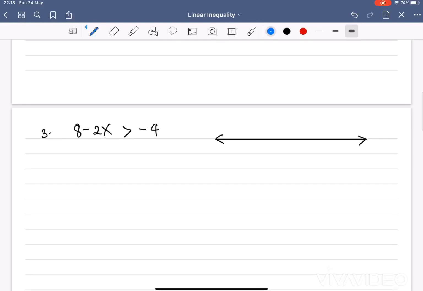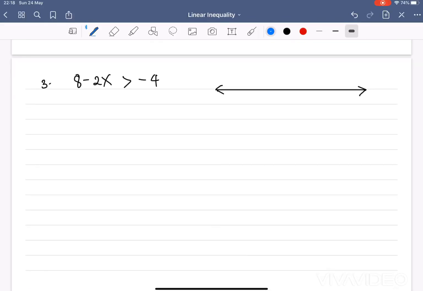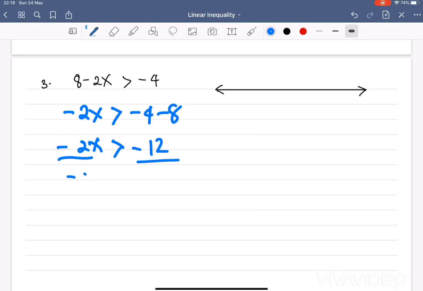Number 3, we have 8 minus 2x is greater than negative 4. Again, we will transpose 8 to the other side of the inequality. What is left is negative 2x is greater than negative 4 minus 8. So we will have negative 2x is greater than negative 12. Since we have negative 2 as the coefficient of x, we will divide both sides by negative 2.